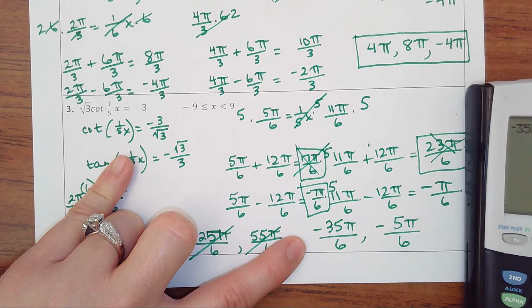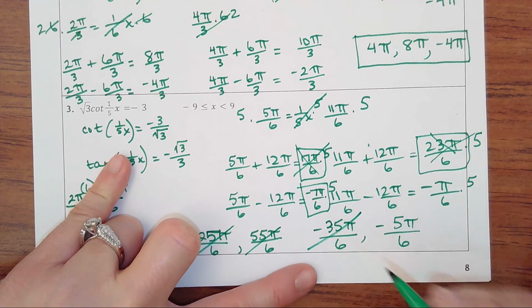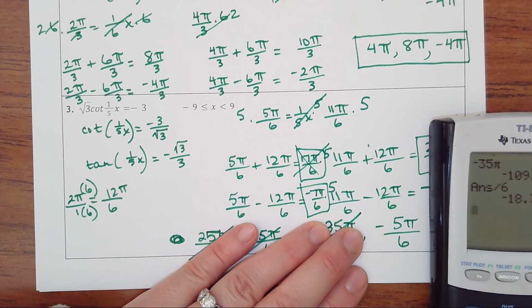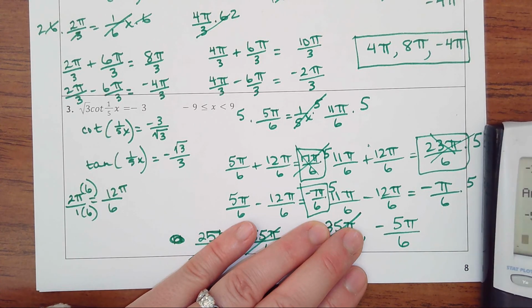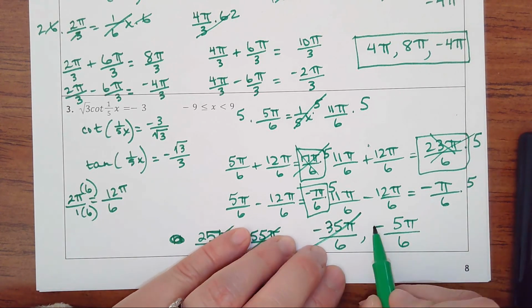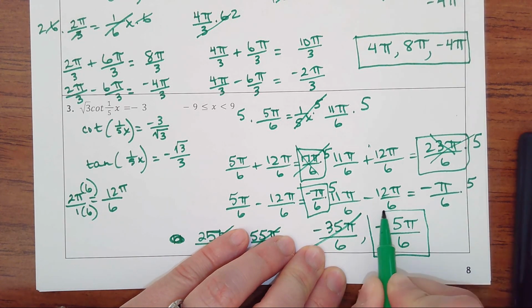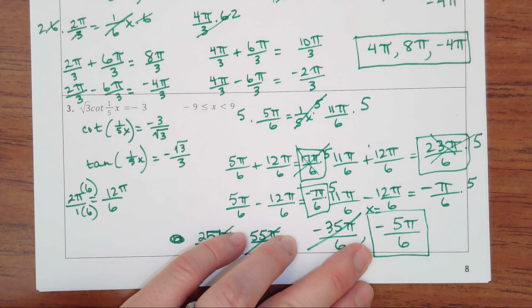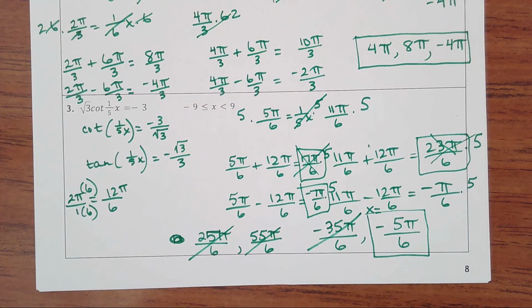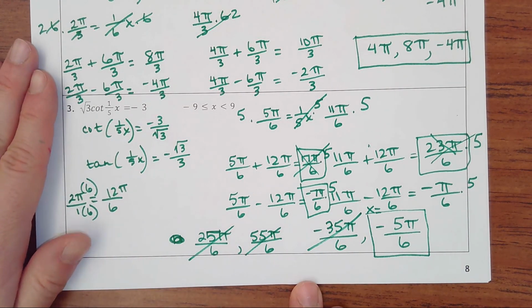Negative 35 times pi divided by 6. Negative 18, that one's out. This one should be good. Negative 5 times pi divided by 6 is negative 2.6 something. So that is the only one that I see is that version. All the other ones are outside of the domain, so that's it.